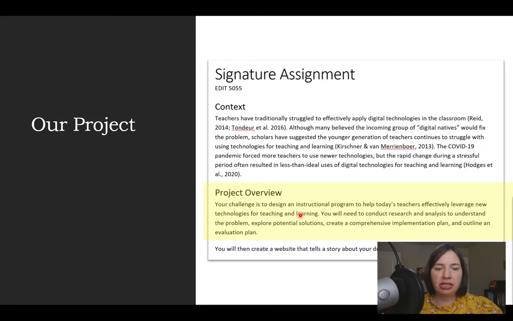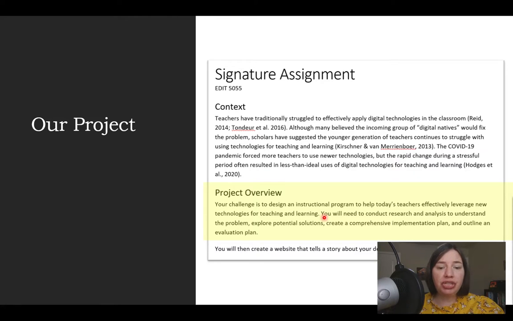This is the challenge I gave you. Your challenge is to design an instructional program to help today's teachers effectively leverage new technologies for teaching and learning, period. Okay? So the gap or the problem I've identified is teachers having a hard time using instructional technologies. But your needs analysis might find more about the reasons behind that, and you might even find something different. Like maybe it's not that they don't know how to use it, maybe it's just access. So that's what our needs analysis is going to tell us.